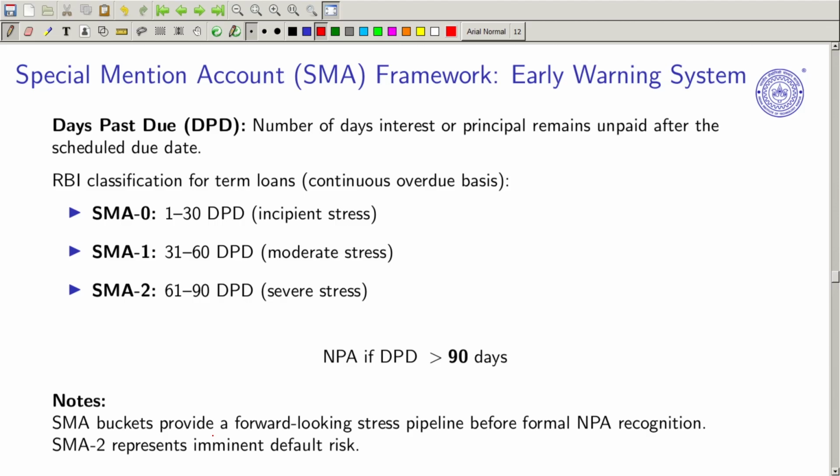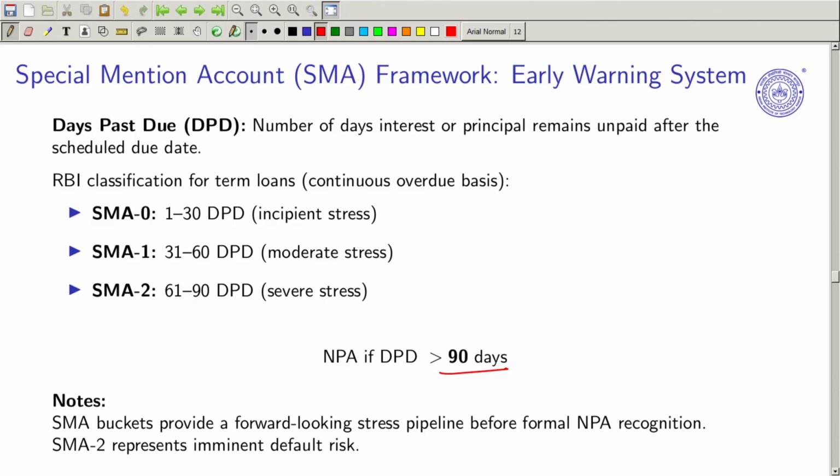So SMA accounts became popular after the 2016 Indian banking debacle, and after that the RBI tightened the screw, and all the banks are now being told to monitor before NPA. So NPA is when we have greater than 90 days of non-payment, but before that what can we do? There is something called days past due, DPD: the number of days interest or principal remains unpaid after the scheduled due date. So this is what we have here.